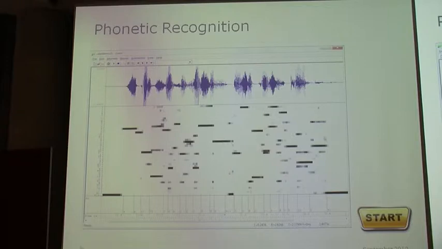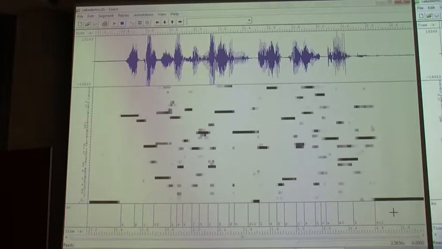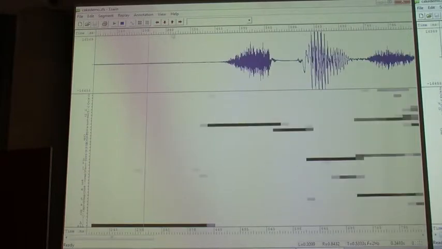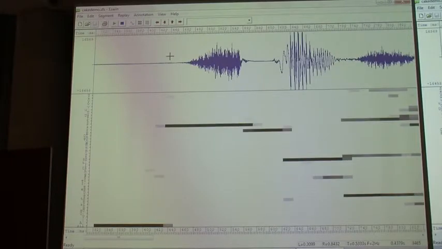Let's build a speech recognizer. What happens inside a speech recognizer? So if you go inside a speech recognizer and pull the guts out, basically what's happening, let's zoom in a bit on this.